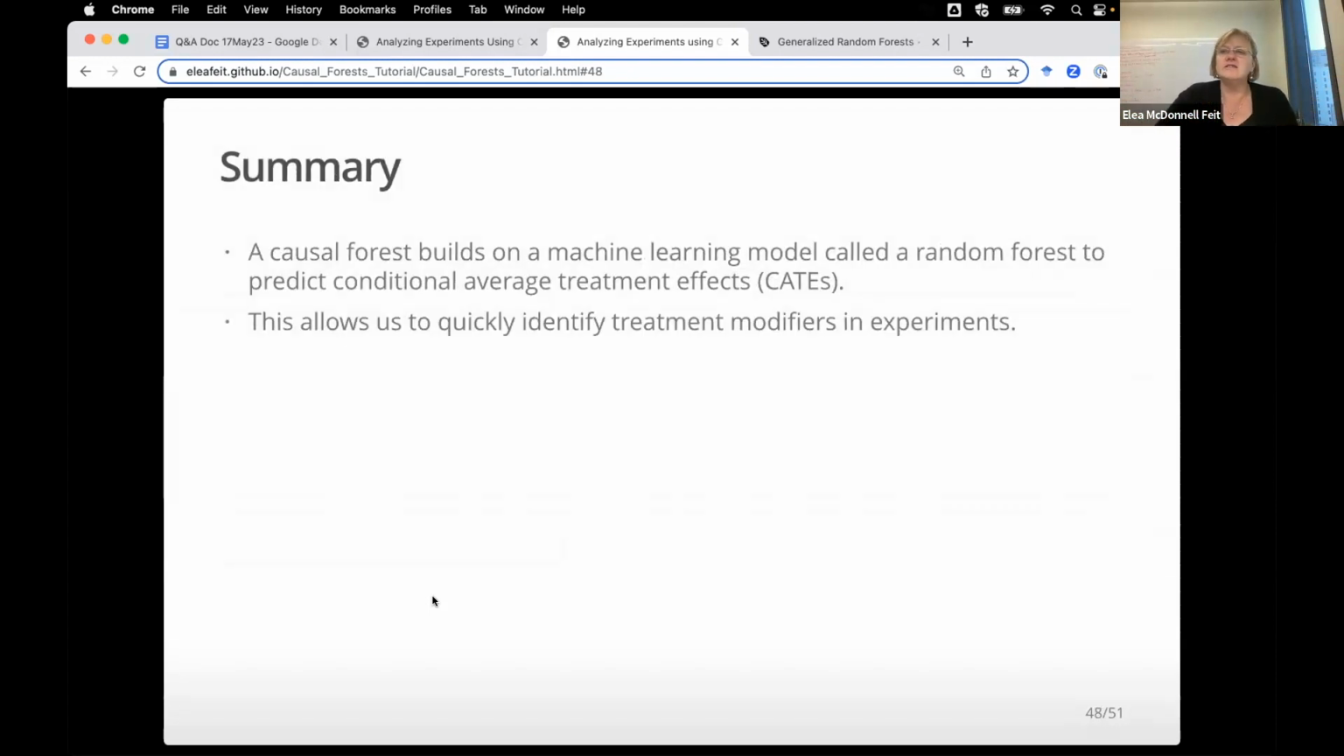All right, so just to summarize, a causal forest builds on a machine learning model called a random forest to predict conditional average treatment effects. Hopefully you know what all those words mean now. This allows us to quickly identify treatment modifiers in experiments so that we can find the people that are most affected by the treatment. In marketing, this is really taking off because we often have very large experiments. Say we send people a catalog, but we have a control group that we didn't send the catalog, and we want to know, who does the catalog work for? You can use causal forest to do this.